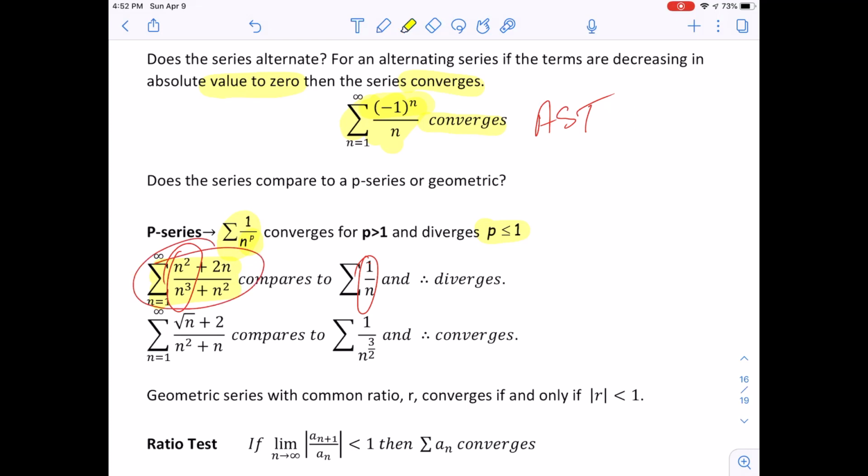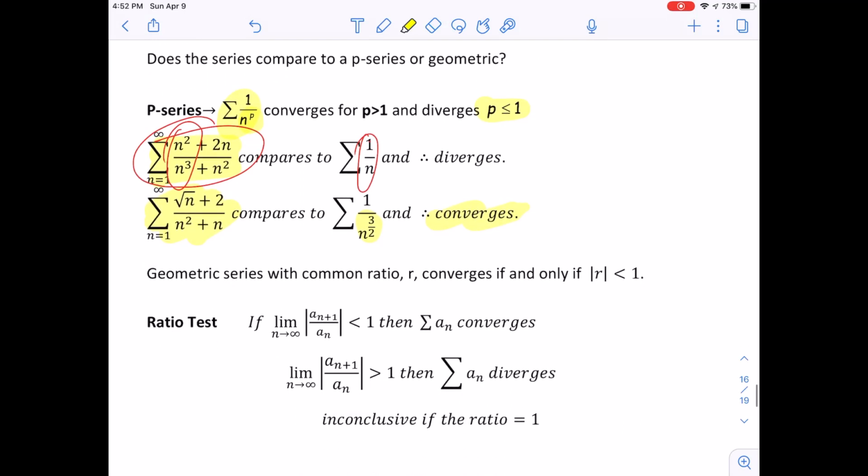Likewise, we're going to look at this series down here, and we can see that if we subtract those exponents, we're really going to compare it to 1 over n to the 3 halves. And that p-value right here is greater than 1, so therefore our series converges.